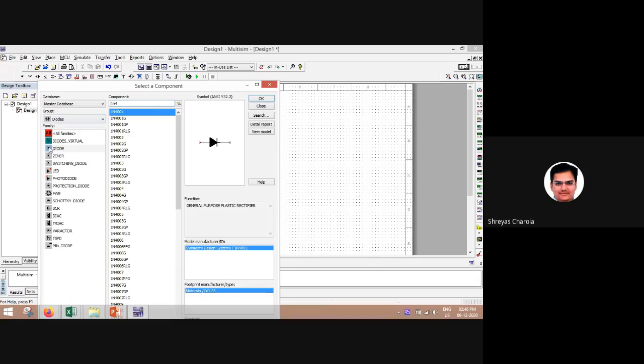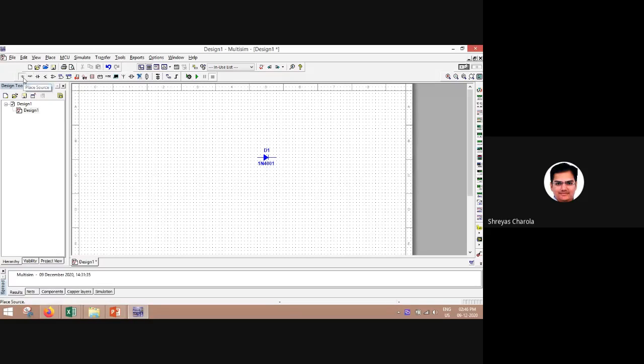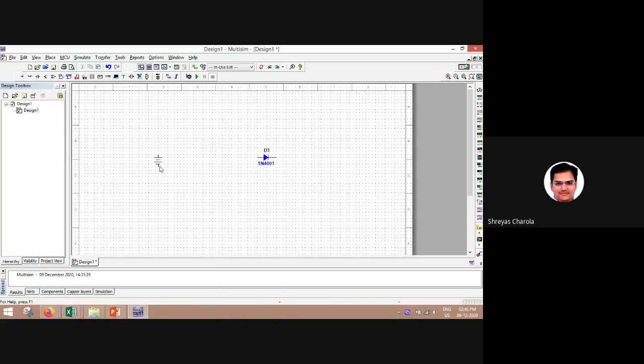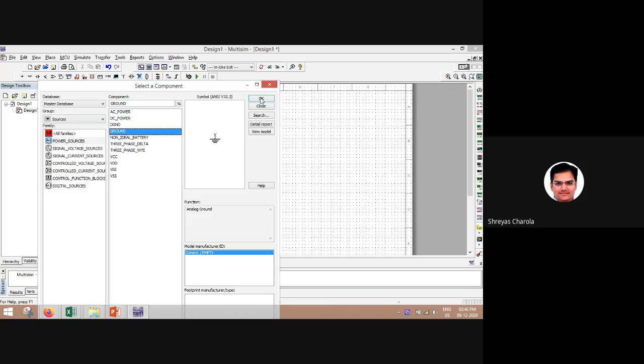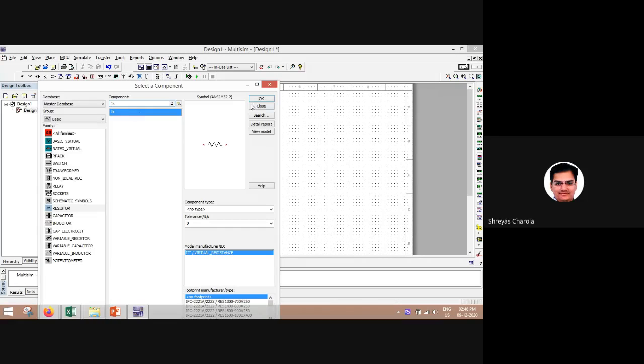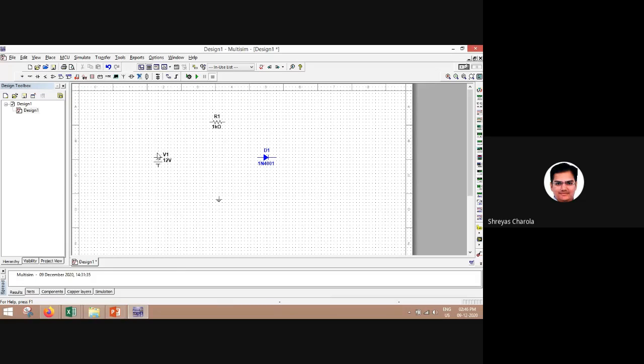I need one resistor. You can directly take it from here. Place source, DC power battery I need. I'll put it over here. I need one ground. I'll put it over here. And one resistor I want. So here, take 1 kilo ohm resistor and put it here. Connect all the components together.